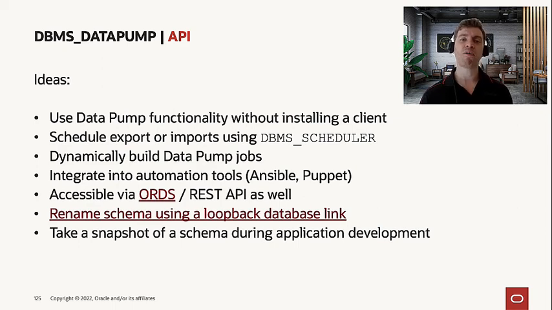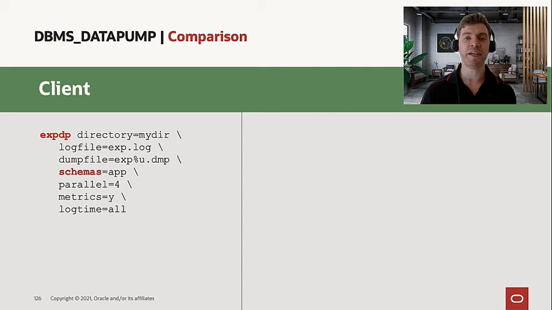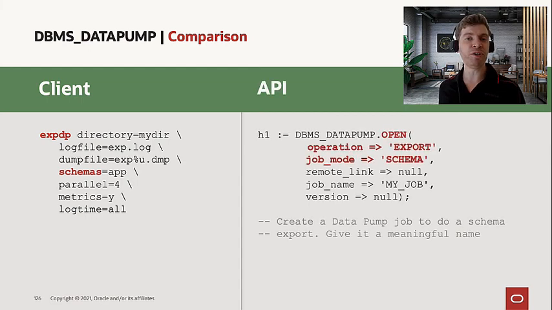Now let's see how client calls are translated into DBMS Datapump calls. So imagine here you have an expdp with schemas equal to app. The first thing you would do if you are using the DBMS Datapump API is start with this open procedure. The open procedure will instantiate a new job. And here h1 is a variable that will have the ID for this execution. It's a handler that will store a unique ID for this call.